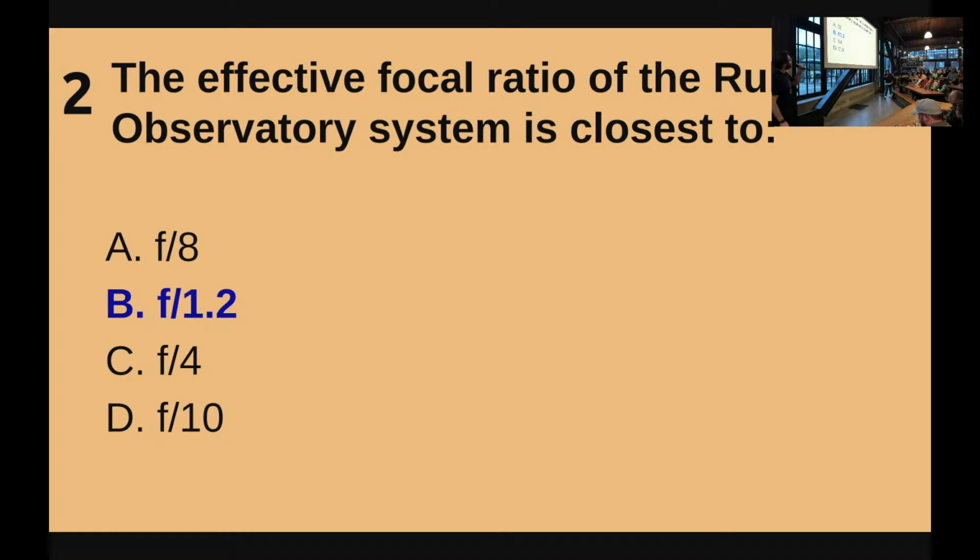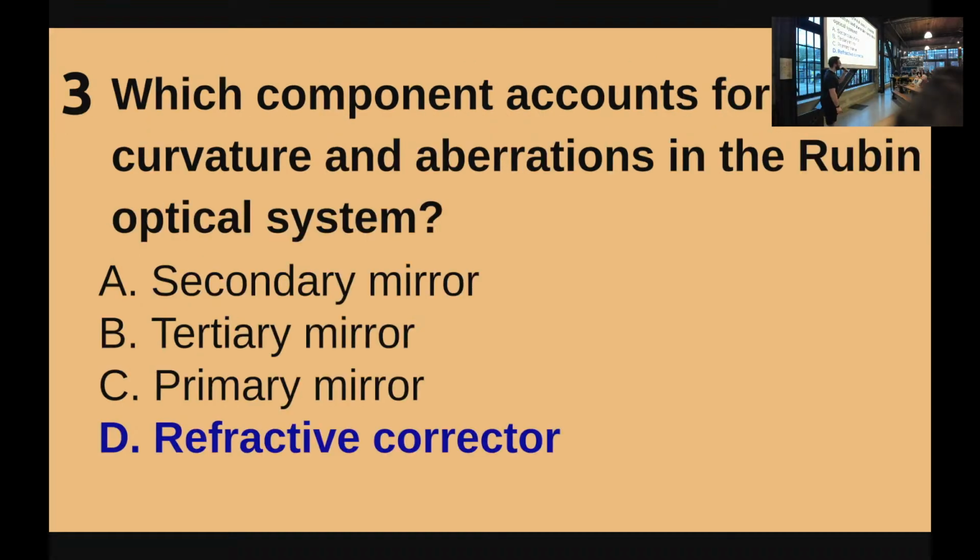Question 2, the effective focal ratio of the Rubin Observatory system is closest to f/1.2. I don't have anything more to say about this. I don't even know what that means. Question 3, which component accounts for field curvature and aberrations in the Rubin optical system? This is the refractive corrector. This is the system that corrects for refraction.